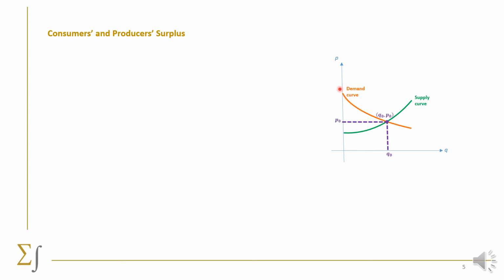We notice that here are some consumers who are willing to pay more than the equilibrium price. And here are some producers who are willing to sell for less than the equilibrium price. So this area above P naught, and which is bounded by the demand curve, this area, we call it the consumer's surplus. And we mean by the consumer surplus the total gain to consumers who are willing to pay more than the market equilibrium price.